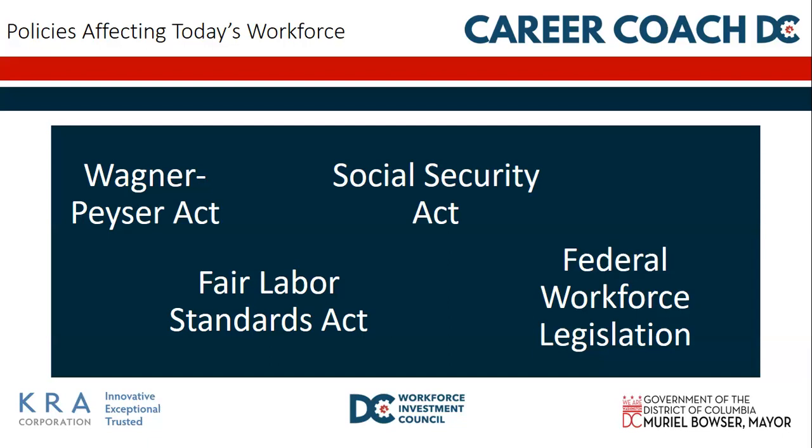Next, we have the Social Security Act of 1935. This created a pension program for the elderly and unemployment insurance for displaced workers. We have the Fair Labor Standards Act of 1938. This created the right to minimum wage and overtime pay.